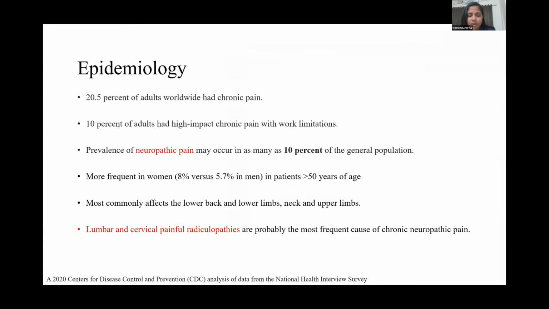So coming to the epidemiology, according to the 2020 CDC analysis of data, 20.5% of adults worldwide had chronic pain. Of those, 10% of the adults had high impact chronic pain with work limitations. Prevalence of neuropathic pain may be as high as 10% of the general population, and it is more frequent in women over the age of 50 years, and most commonly affects the lower back and lower limbs, neck and upper limbs. Lumbar and cervical painful radiculopathies are probably the most frequent cause of chronic neuropathic pain.